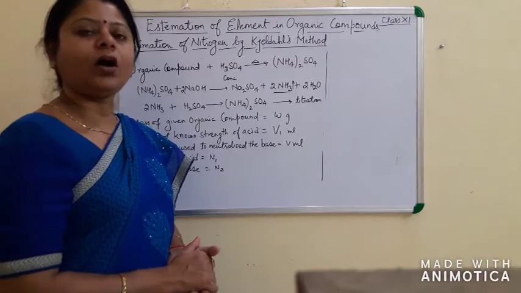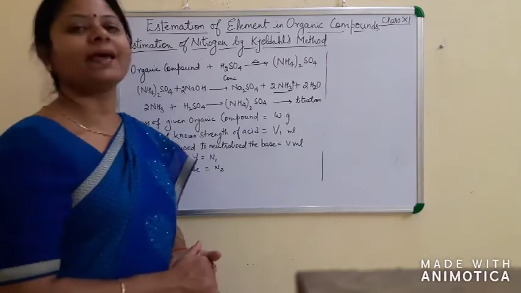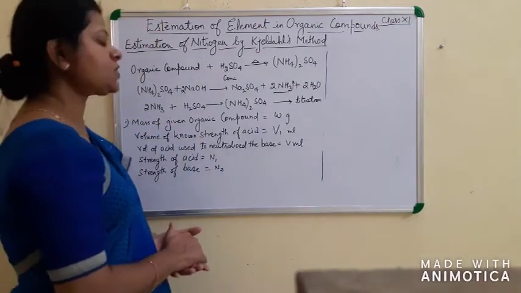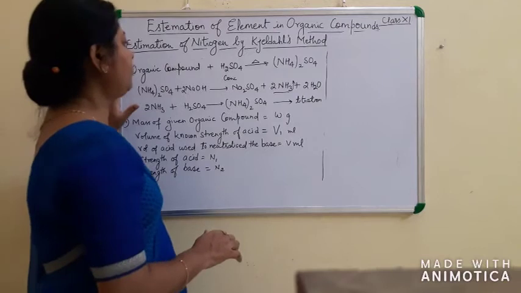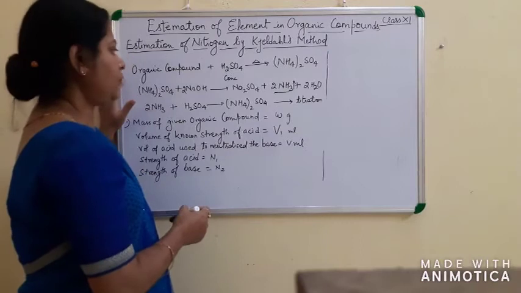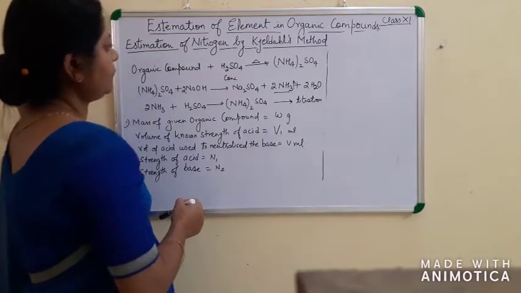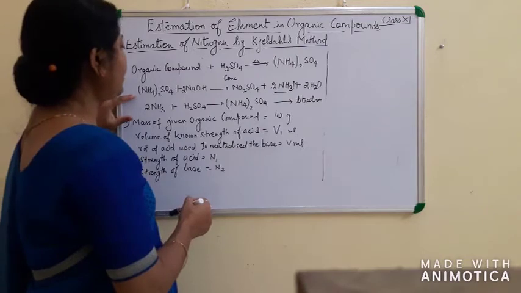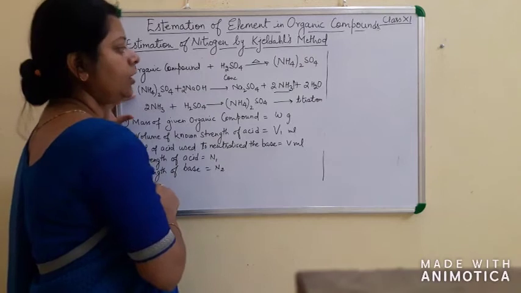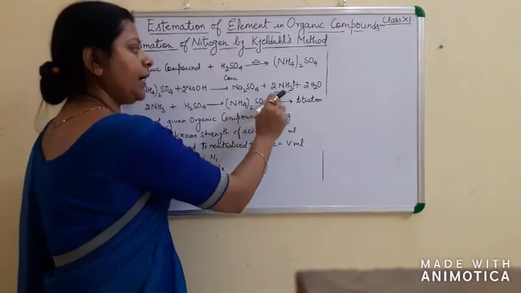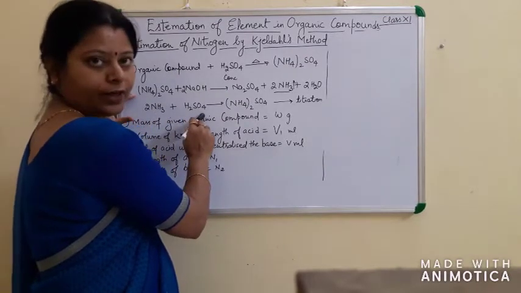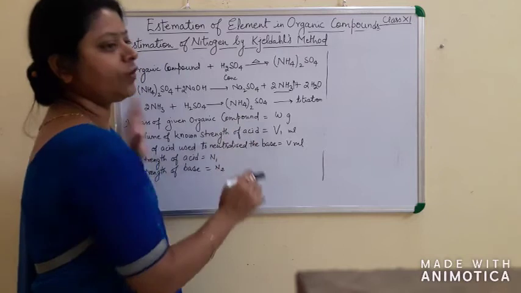Now you will study how to estimate nitrogen by Kjeldahl's method, which is the second method to estimate nitrogen. In this method, we treat the organic compound with concentrated sulfuric acid on heating to form ammonium sulfate, and then we treat the formed ammonium sulfate with caustic soda solution. It gives ammonia gas, and again we treat this ammonia gas with concentrated sulfuric acid. It will form ammonium sulfate.